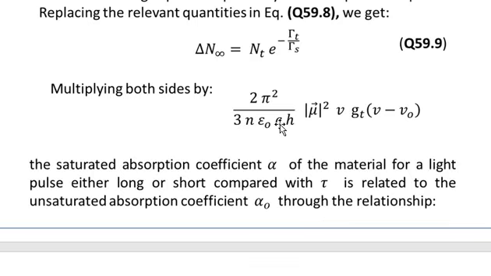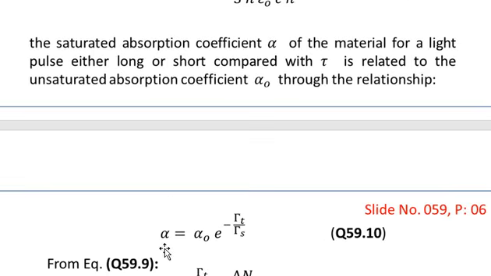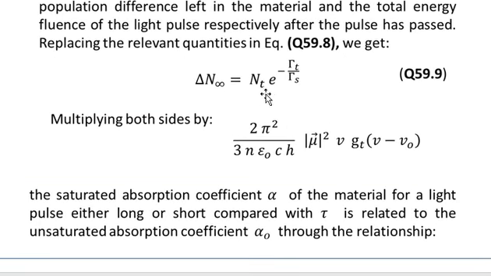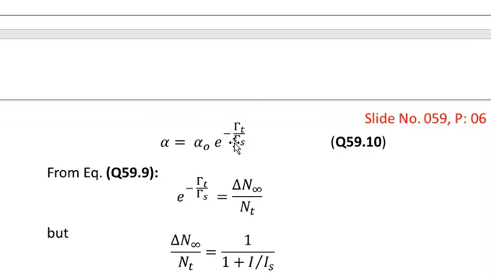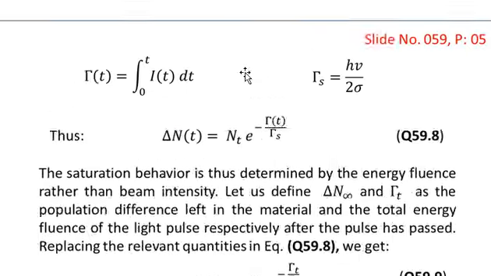So if you multiply this term on the left hand side, then the left hand side can be written as alpha. And if you multiply this term on the right hand side, you know that on the left hand side we have the difference of populations, and when the difference of population is present, we can define alpha, and when the total population is present, we can define alpha naught. So we have alpha is equal to alpha naught e to the power minus gamma t over gamma s.